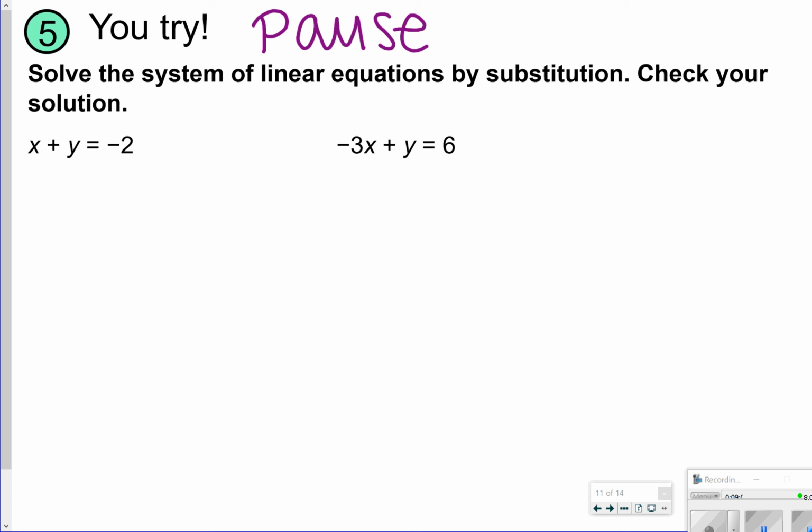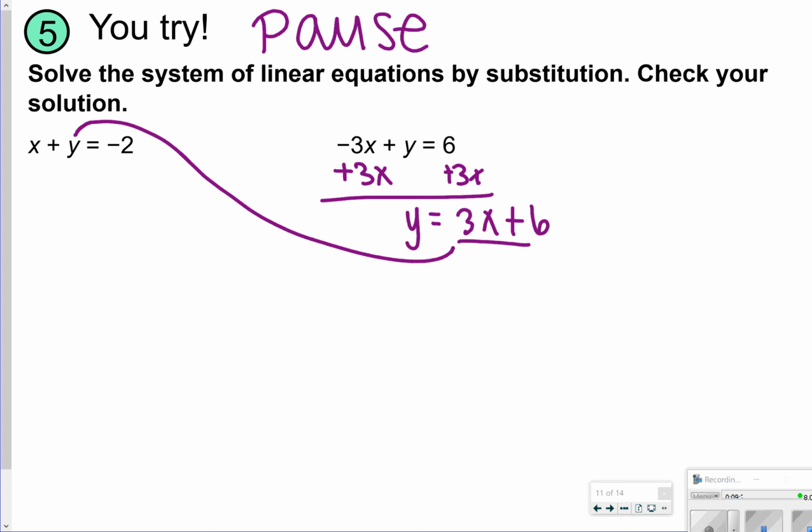All right, for number 5, I actually chose to come over here and add 3x to both sides so that I can get y by itself and everything would be positive over here. So y is equal to 3x plus 6. So I'm going to plug this in over here. So I'll have x plus 3x plus 6 equals negative 2.